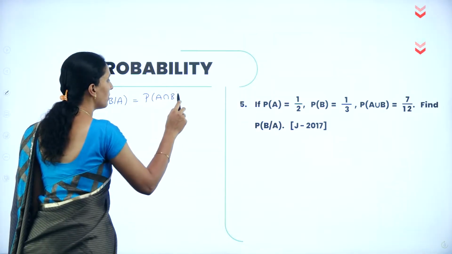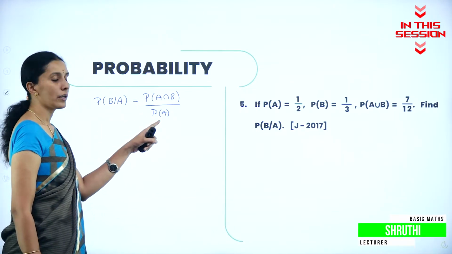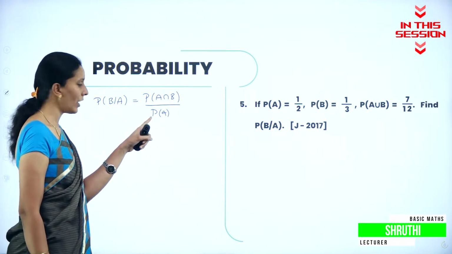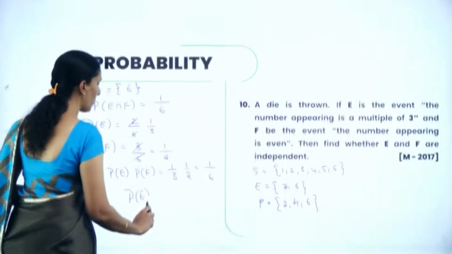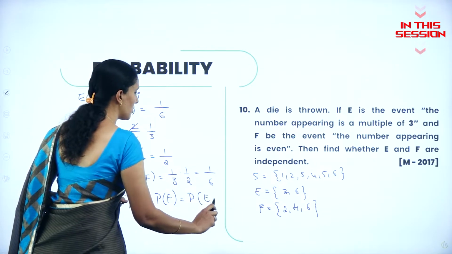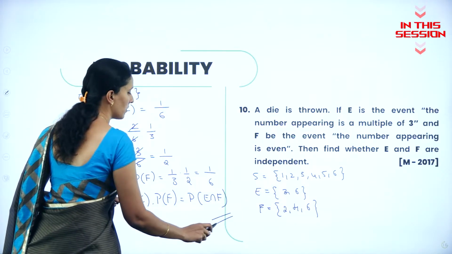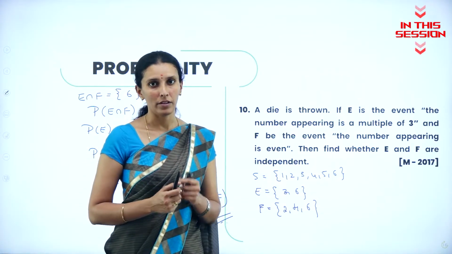A intersection B divided by P of A. So when you have it over A, the denominator becomes P of A. If it is A over B, then the denominator becomes P of B. Probability of E into probability of F is equal to probability of E intersection F. Hence, we can call that they are independent events.